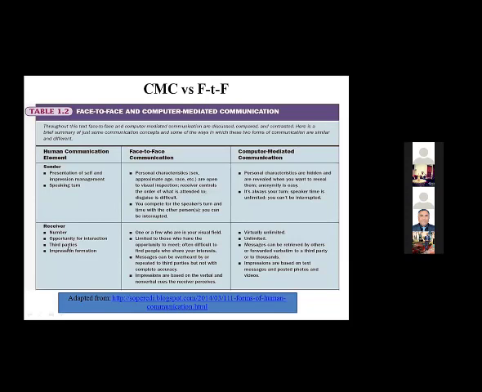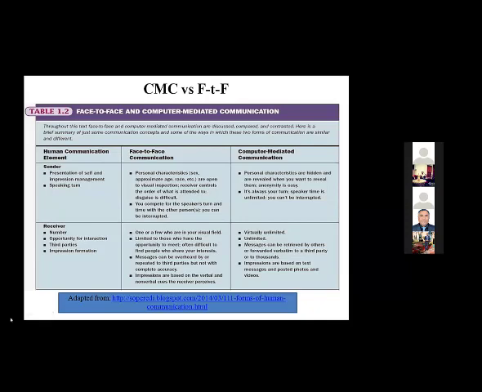For third parties, in face-to-face, messages can be overheard by or repeated to third parties, but not with complete accuracy. However, in CMC, messages can be retrieved by others or forwarded verbatim to a third party or to a thousand. For example, when students are in the classroom and the teacher gives an input, the students cannot share it at the same time with a third party. But online, if I send somebody an audio or a video, he or she can forward it to another person. That's what we call the third party.